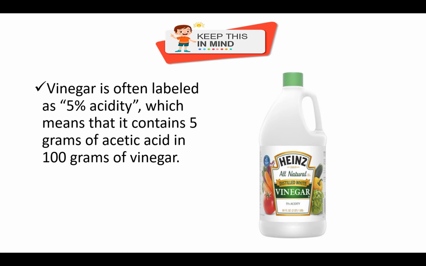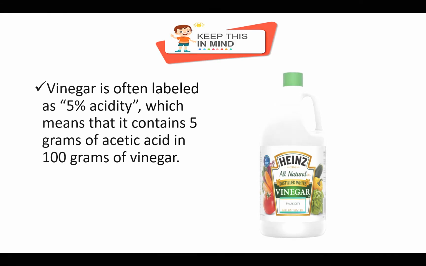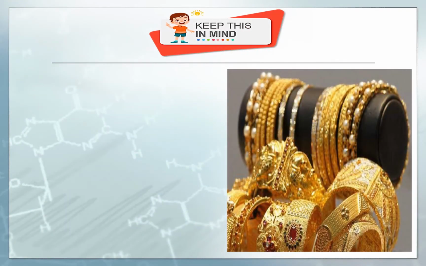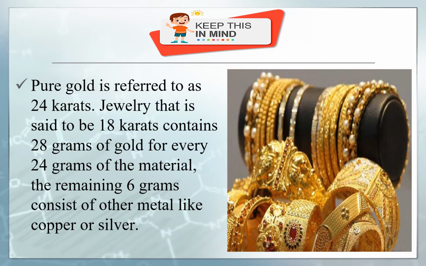Vinegar is often labeled as 5% acidity. What does it mean? This means that it contains 5 grams of acetic acid in 100 grams of vinegar. Pure gold is referred to as 24 carats. Jewelry that is said to be 18 carats contains 18 grams of gold for every 24 grams of the material. The remaining 6 grams consist of other metals like copper or silver.